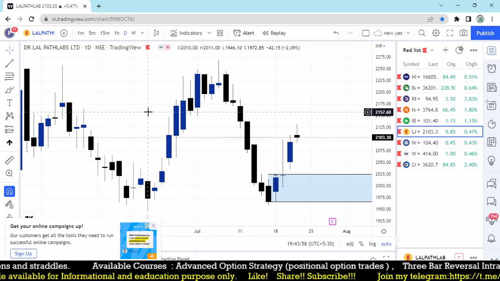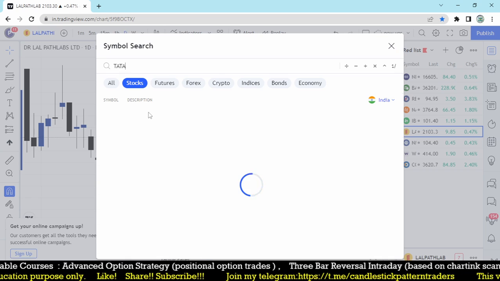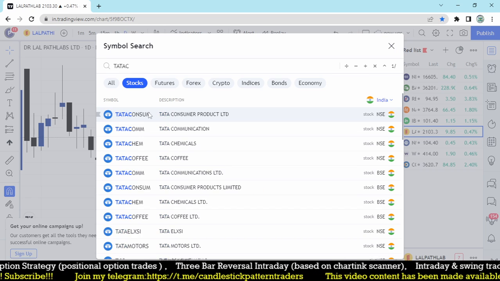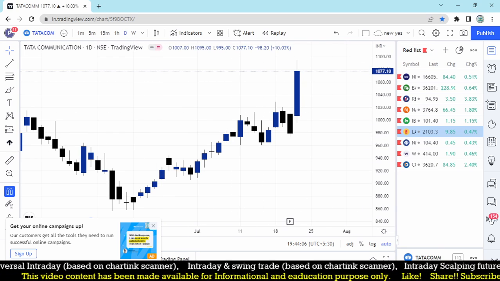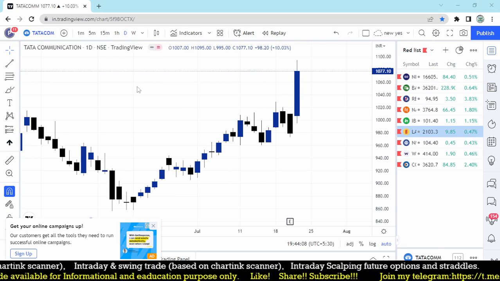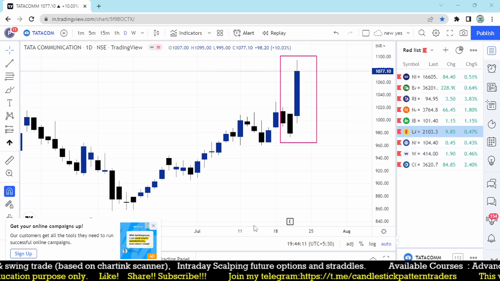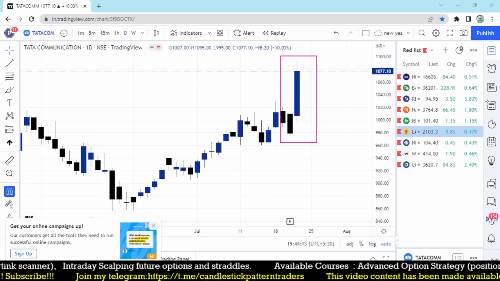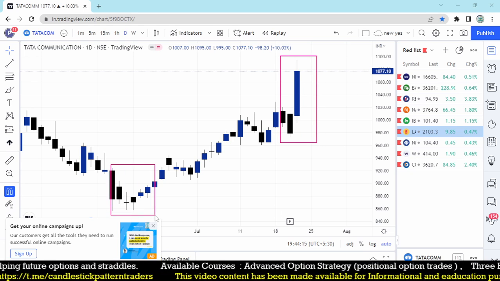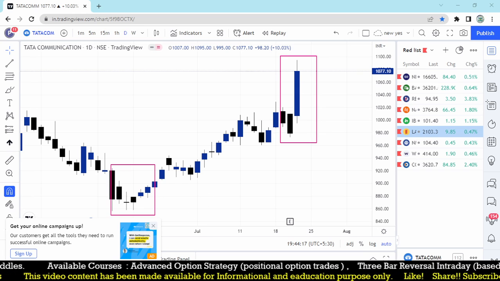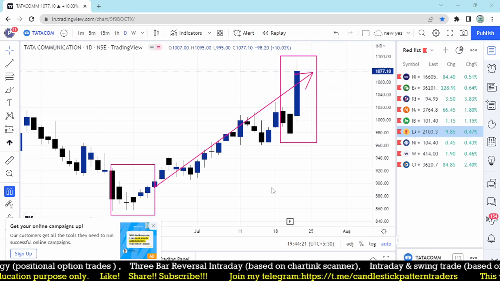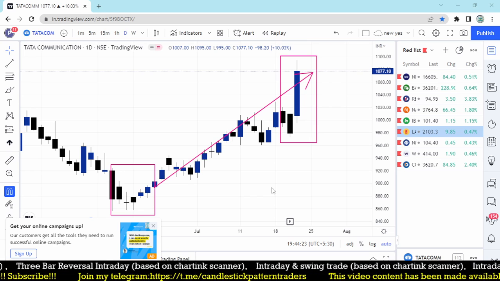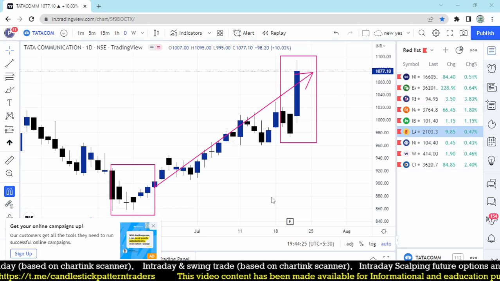Let me show you another stock today, which forms a 3-bar reversal: Tata Communications. Such a great 3-bar reversal is happening at the lowest level. When you find any trade opportunity at the bottom, it should be the best for our trade. Let's see the big result. How many of you are finding a candlestick pattern at the bottom?